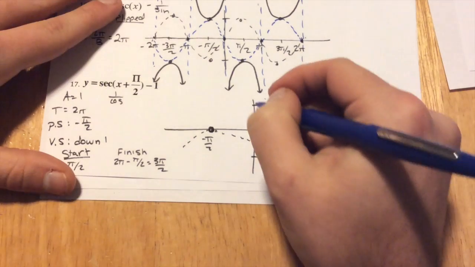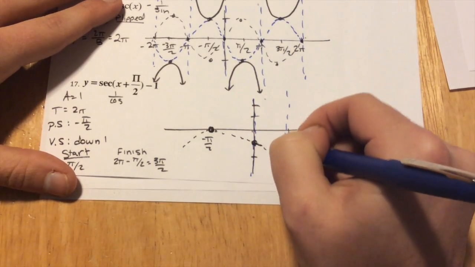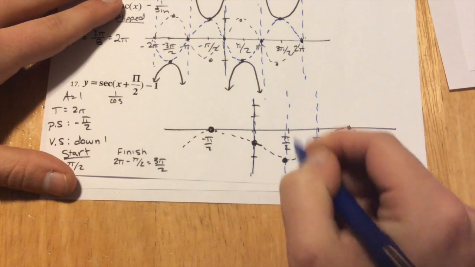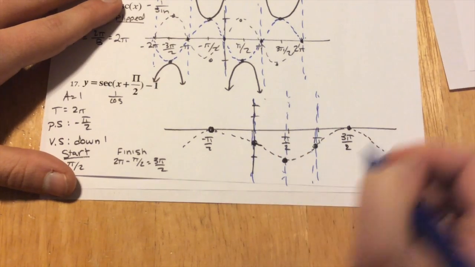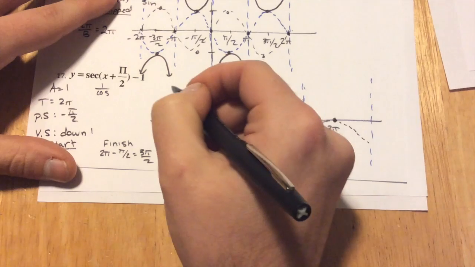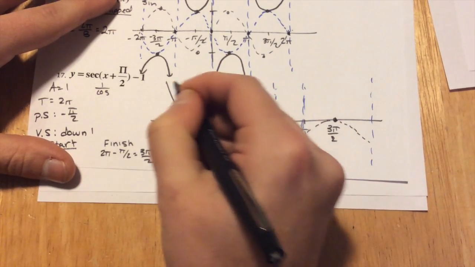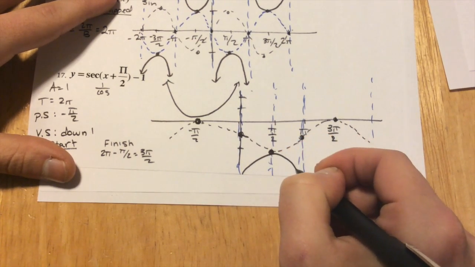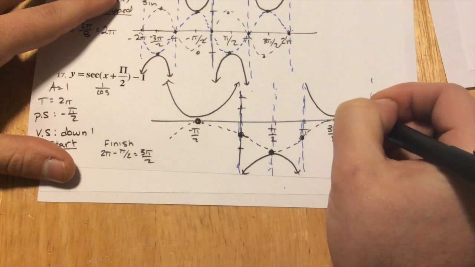And where are my asymptotes going to be? My asymptotes are going to be where it was going to be 0. Sorry, ignore this one. We have one here, we have one here, we're going to have one here. And my max is going to be at negative pi over 2. So my graph's going to go up. And my min is going to be right here at pi over 2.